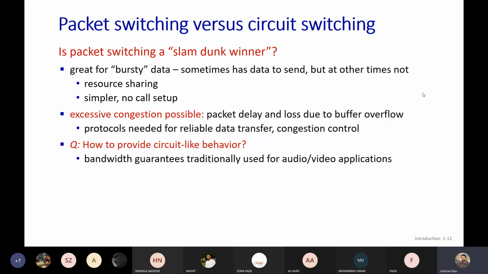Now people are working on this behavior. Let me tell you, by the way, that today's internet is predominantly a packet switch network. So how to provide circuit-like behavior? Then you need bandwidth guarantees for video and audio applications.